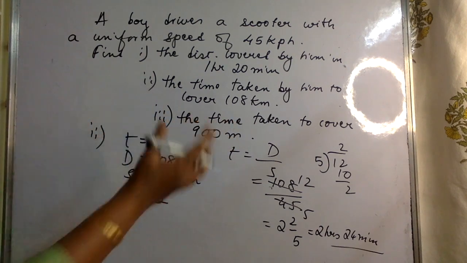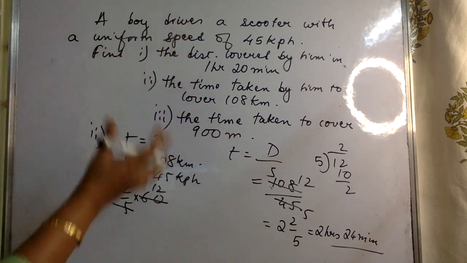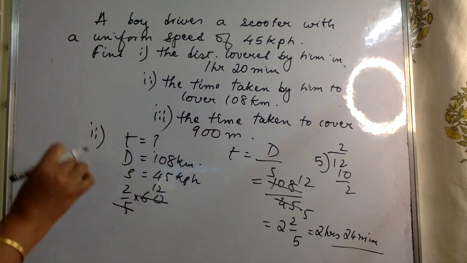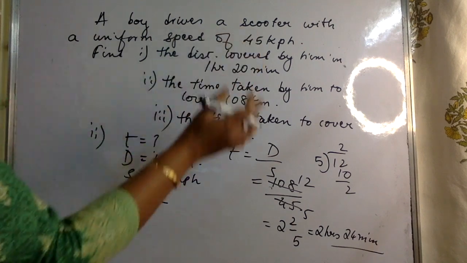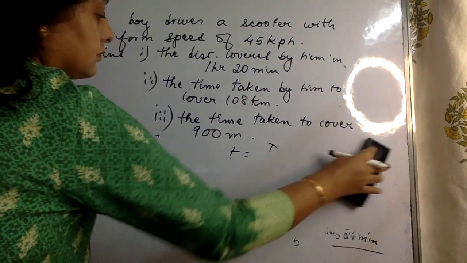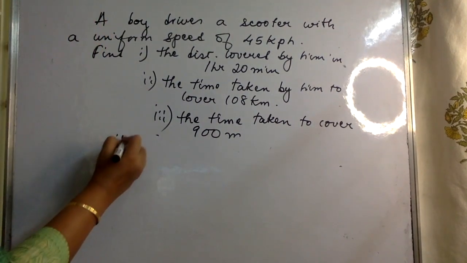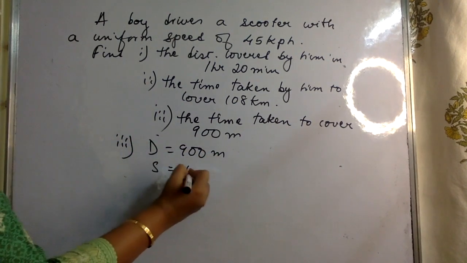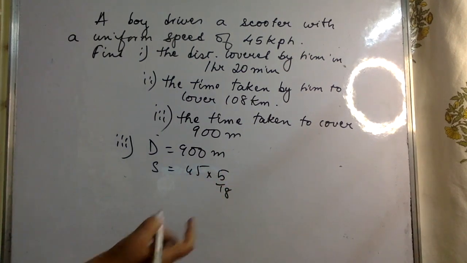Time taken to cover 900 meters. Now note one thing, if this is in meters and everything else we have done till now is in kilometers. Okay, so here we have a meter. So of course we can do it by converting this to meters per second. Okay, so let us try that only. So time taken, the third one, distance is 900 meters, speed is 45, but then into 5 by 18.